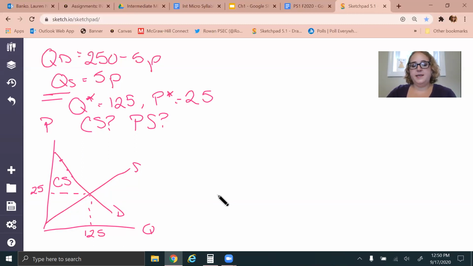And we said this is the area of a triangle. It's supposed to be pretty straight and linear. So we can use our old one-half base times height formula. What else do we need to solve this, to actually figure out the surplus?